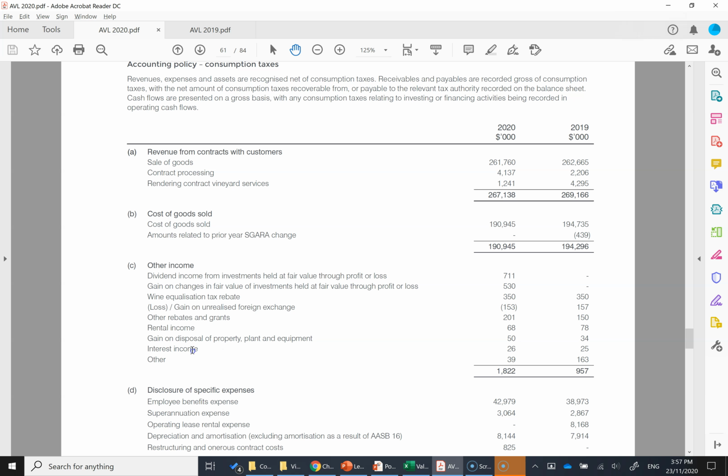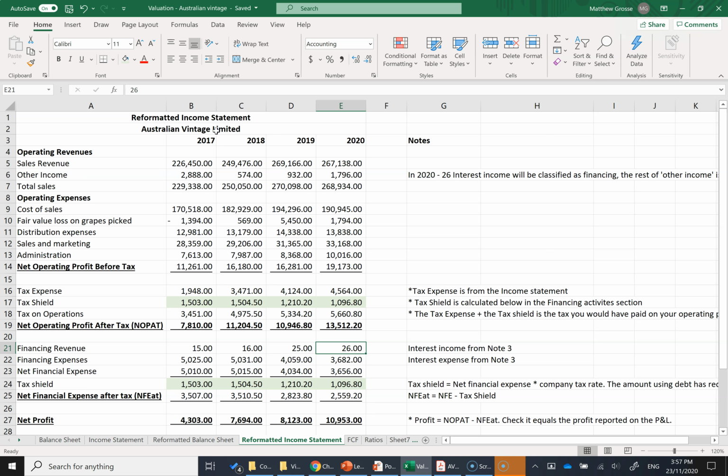And here, the one of interest for me, I'm trying to figure out what's financing and what's operating. Interest is associated with financing activities, so I found interest income of 26, so I've classified that as a finance revenue or a finance income. So when I look at my reformatted income statement here, I've put financing revenue of 26 in 2020, and I've said it's from note 3.